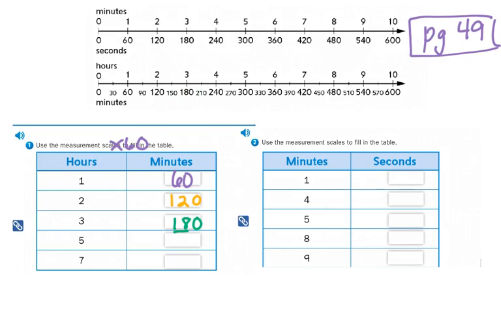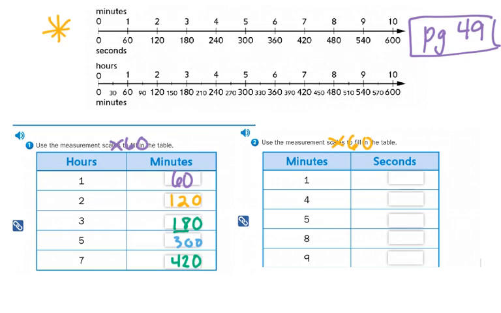5 hours would be the same thing as 300 minutes. And 7 hours would be the same thing as 420 minutes. So that was pretty simple and straightforward. I just used the measurement scale and I used the bottom one moving from hours to minutes. Now we're going to use the top one and we're going to convert minutes to seconds.